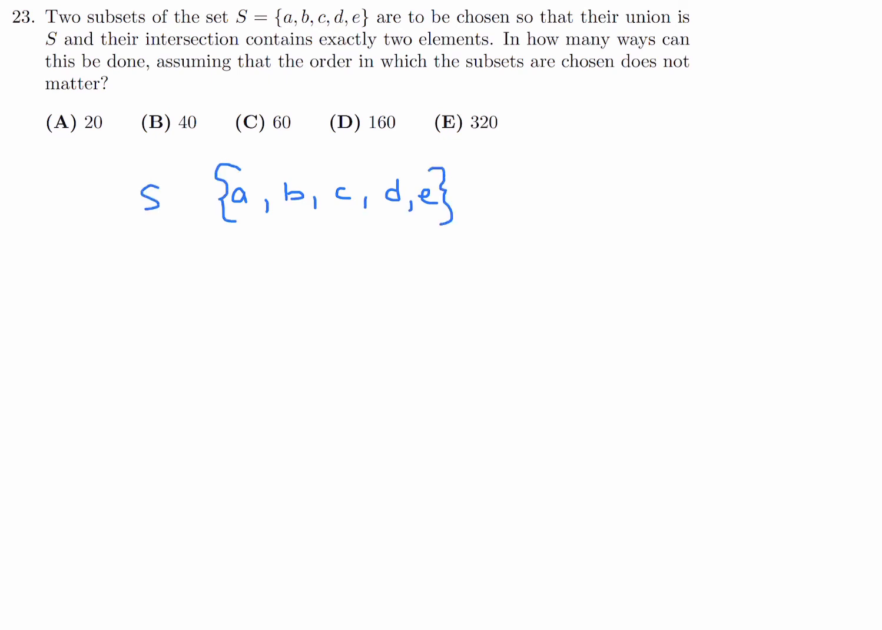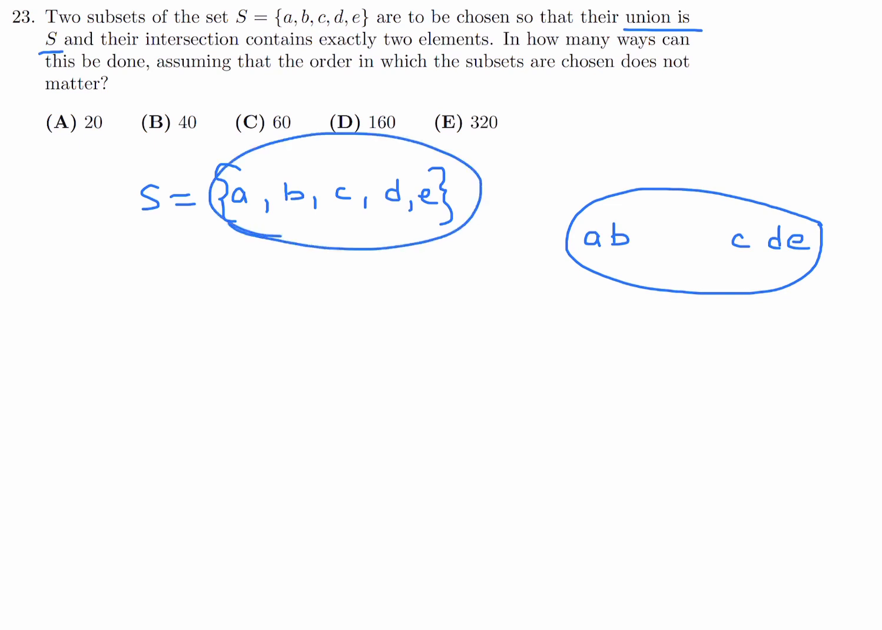Now, I have to choose 2 subsets. Okay, so I'll just give you an example. Let's say I chose my first subset as AB and my other subset as CDE. Okay? Their union is S. What does that mean? It means that if you looked at all of the elements in the 2 subsets, they all together have to be exactly like S. Basically, that you have to use all of the elements to make those 2 subsets.